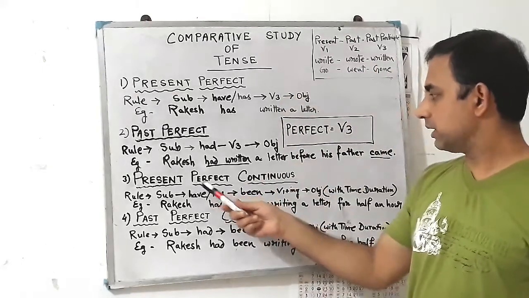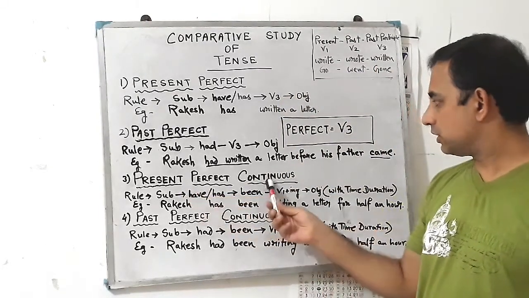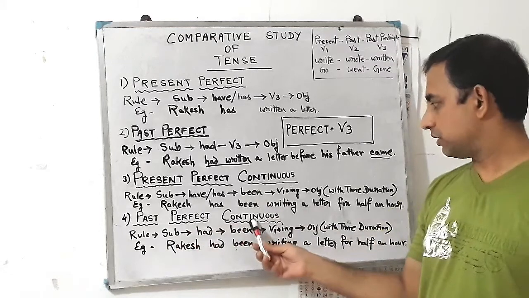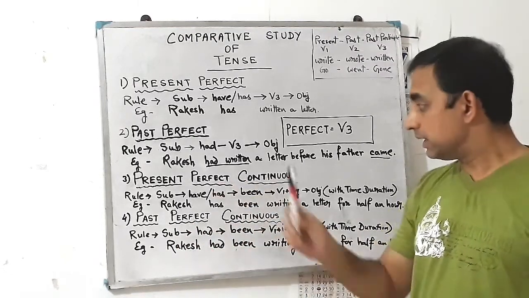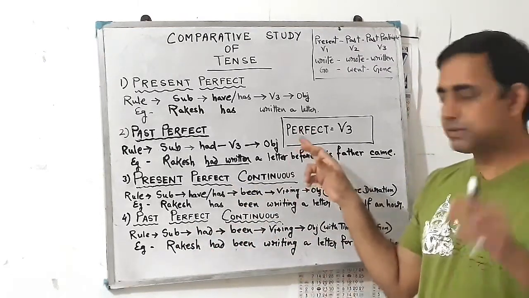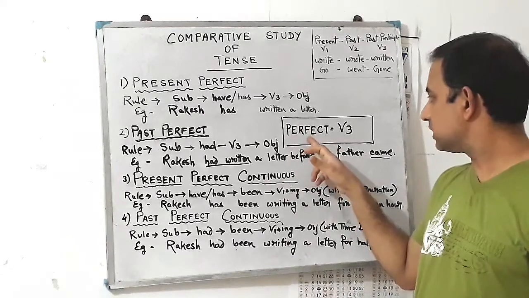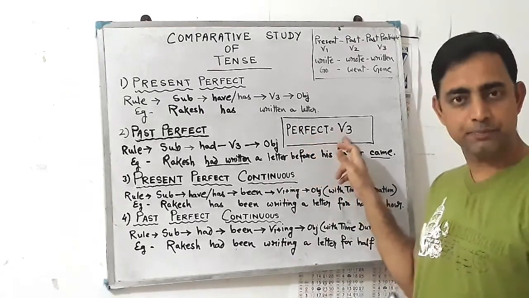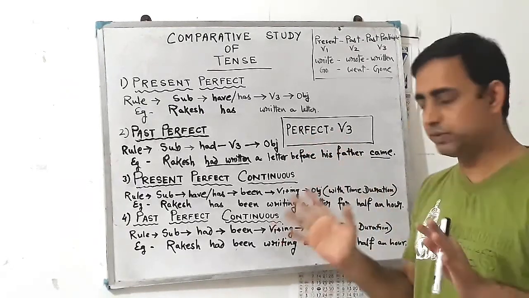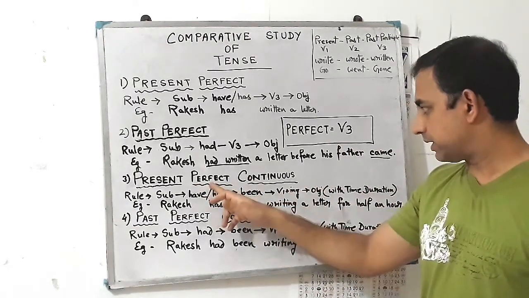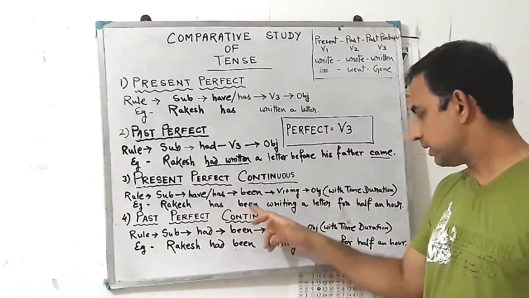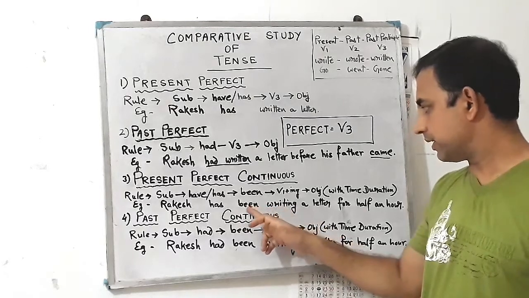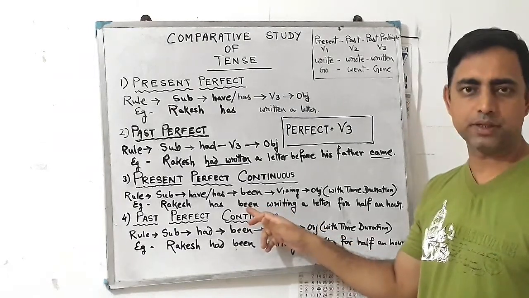So here you see present perfect continuous and past perfect continuous. I have made the comparison. Herein you see, as I have said, that perfect means you need to write the third form of verb. I just want to prove this thing. Herein lies the perfect tense. So where lies the third form? Here. Been is the third form of verb.